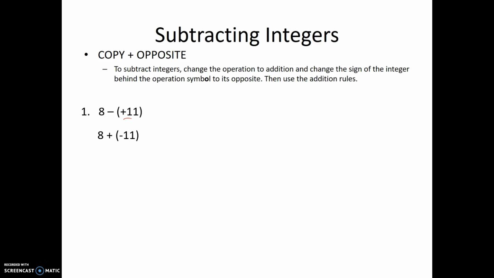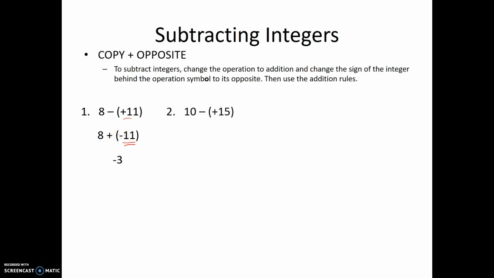So here we have a different sign difference problem. We're going to keep the sign of the integer with the greater absolute value, which is this negative 11. So we find the difference, which is 3, and it's going to be negative 3 since we have a negative right there. Okay, let's look at number 2.